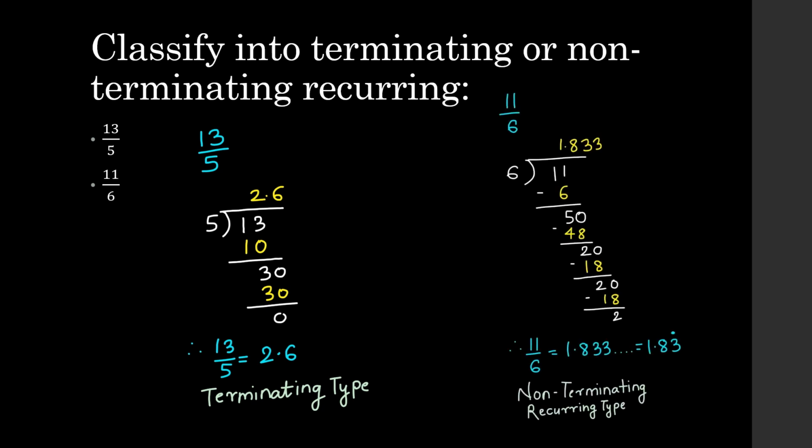Next, 11 upon 6. We have to divide 11 by 6. 6 ones are 6, 5, put a decimal, 6 8s are 48, 20, 6 3s are 18, again 20, 6 3s are 18, again 20. Now this sequence will be repeating. Again 6 3s are 18, again the remainder will be 2, 20, 6 3s are 18, like this. So here the answer will be 1.833333. Now that 3 will be repeating throughout. So we will write it as 1.83 dot, or you can write 1.83 bar. Only above the number which is repeating will we put a bar. So this comes under the non-terminating recurring type.